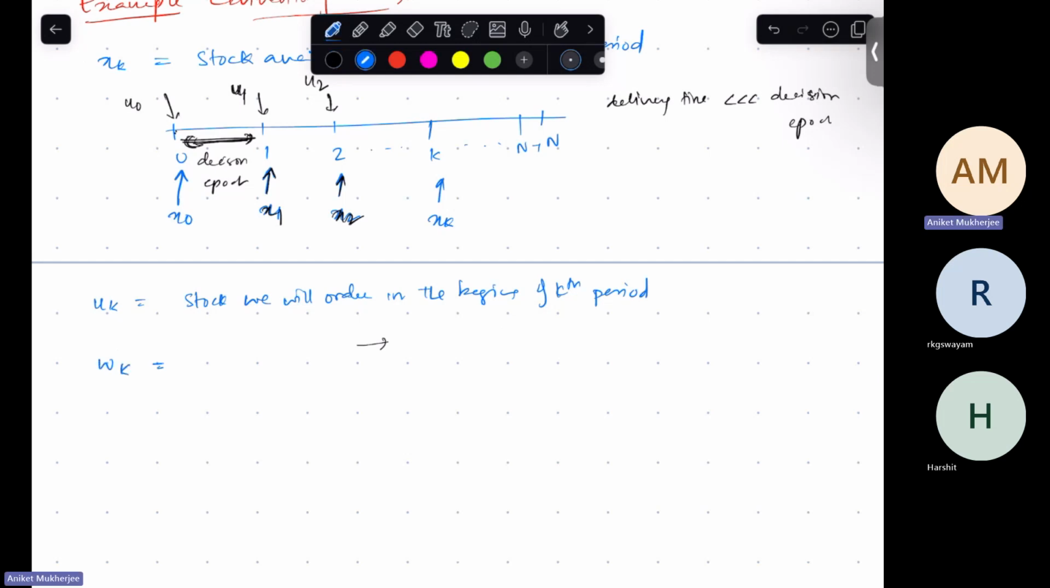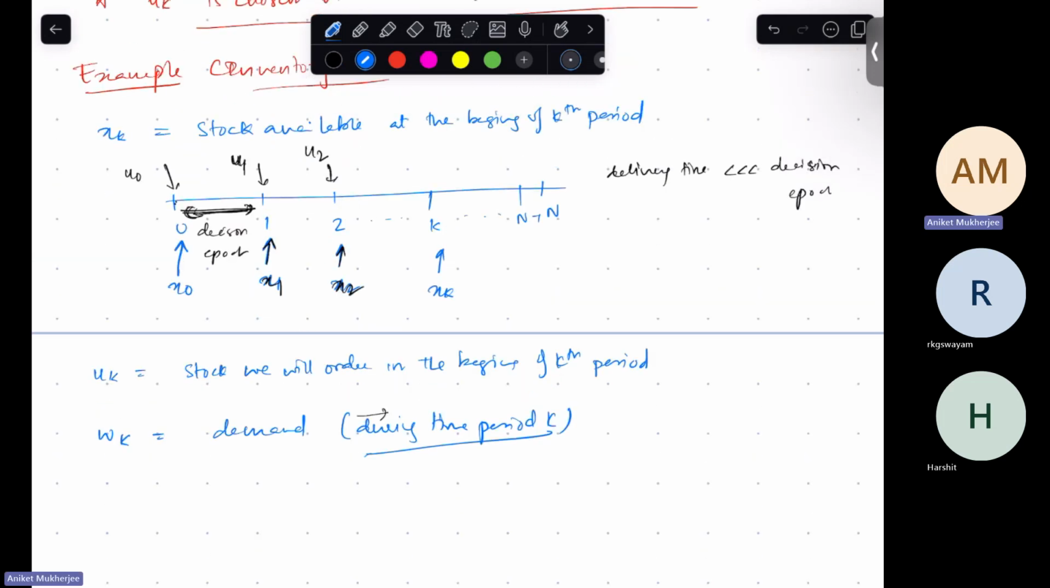And wk is your demand, but this is not at the beginning of the kth period. This is during time period k. Why am I stressing beginning and during the time period? Because this will help you understand when decisions are happening, when I'm observing my states, and when I'm transitioning from state to state. There is something happening in the system which I don't know, but it goes on through a huge amount of time in the decision.